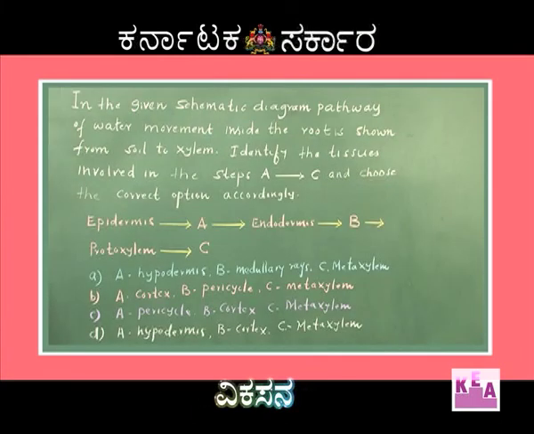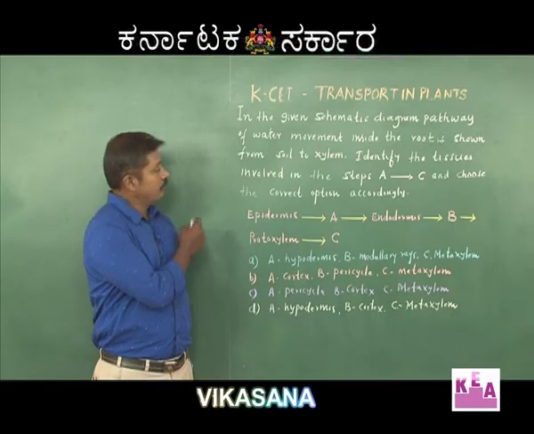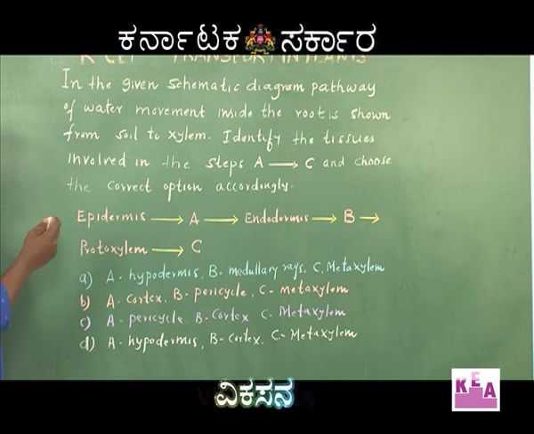The next question is, in the given schematic diagram, the pathway of water movement inside the root is shown from soil to xylem. Identify the tissues involved in the steps A to C and choose the correct option accordingly. So epidermis, A, endodermis, B, protoxylem, C.